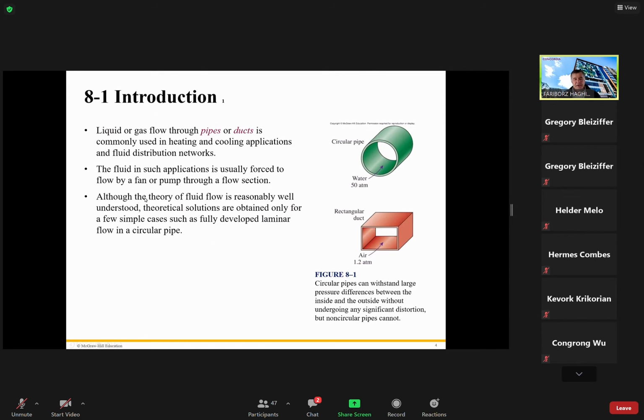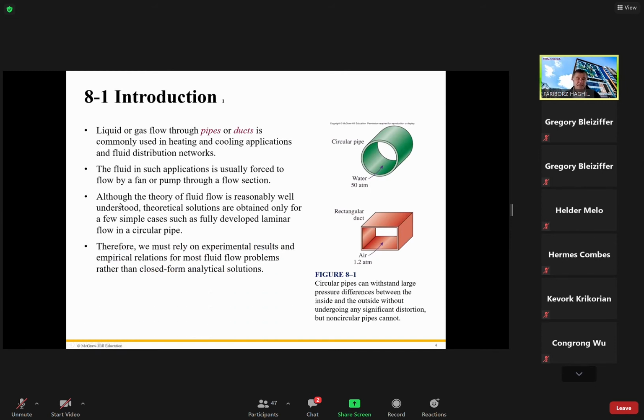Street is the same. Although the theory of fluid flow is reasonably well understood, theoretical solutions are obtained only for a simple case. That's why for laminar flow we use it, because it is well defined. We are able to find the velocity profile, and from the velocity profile find the temperature profile. Therefore, even though we have conservation of mass, conservation of momentum, and conservation of energy, only in very simple cases can we develop an analytical solution for the problem.